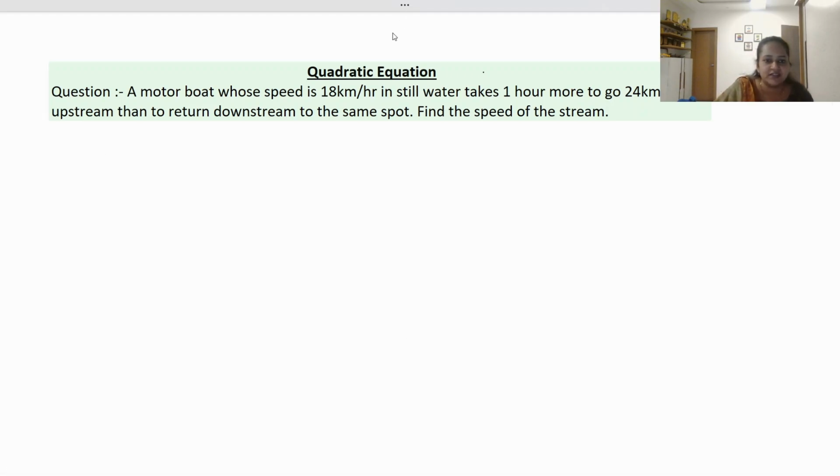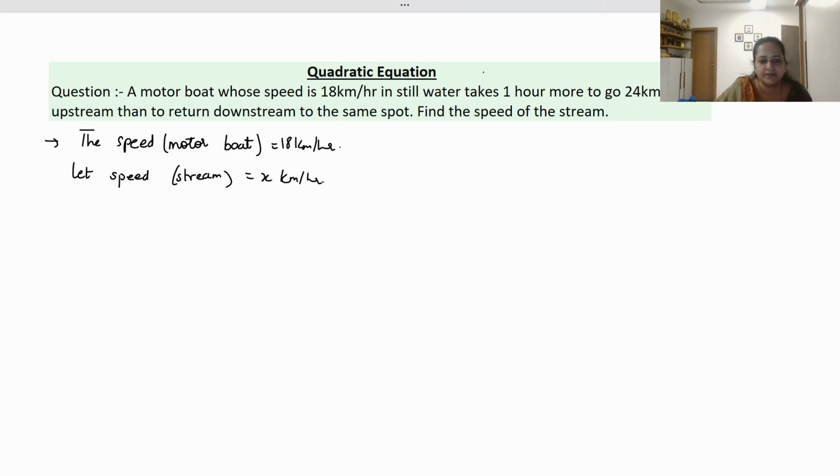So first thing that we can write is the speed of the motorboat is 18 kilometers per hour. And what we have to find? We have to find speed of stream. So we say let the speed of the stream be x kilometers per hour. Correct? Now, what you need to understand is that the boat is moving upstream and downstream.